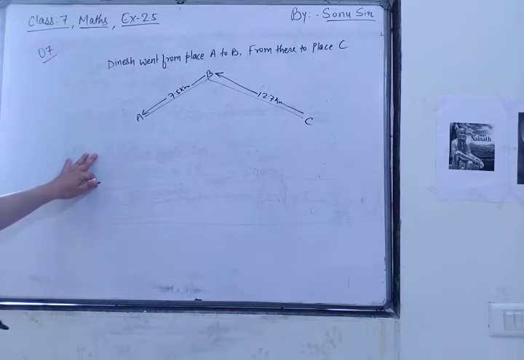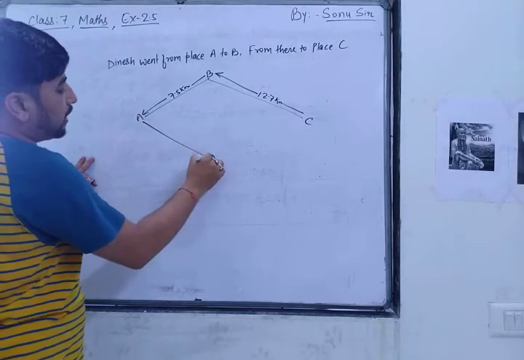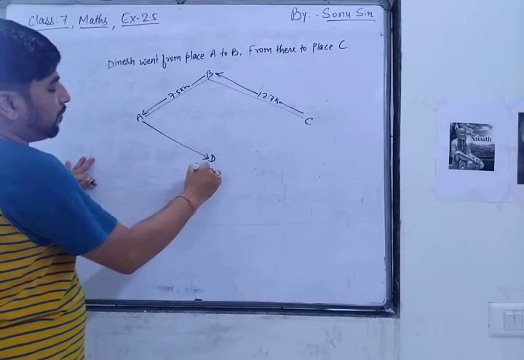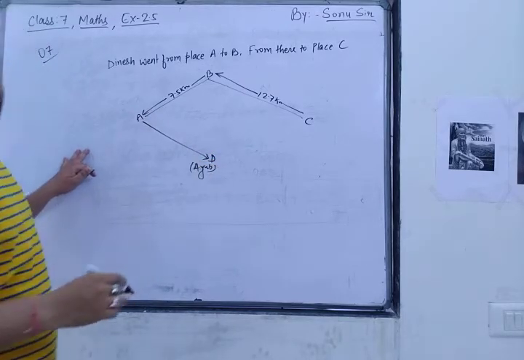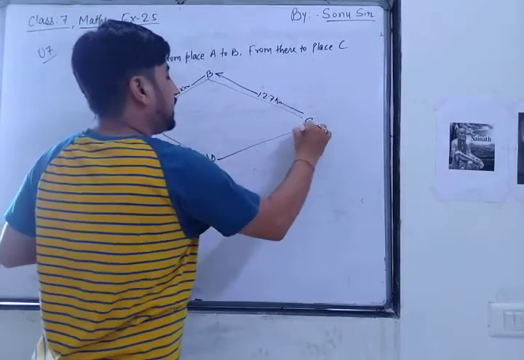Ayub went from A to place D. There is one boy, he went from place A to D. Ayub went from place A to D, and from there to place C.